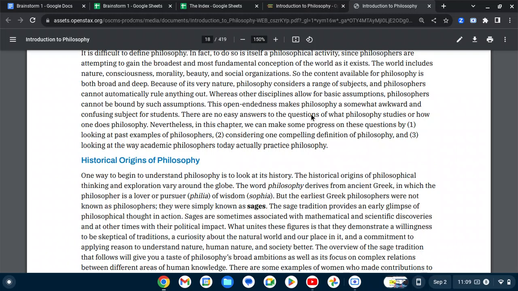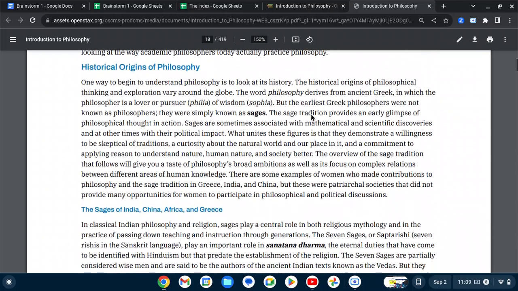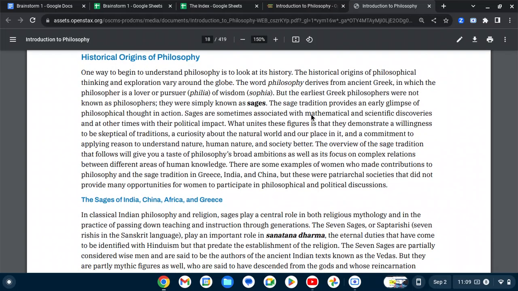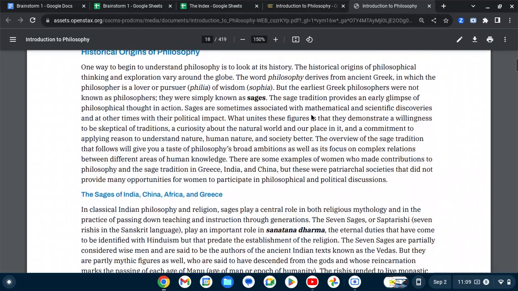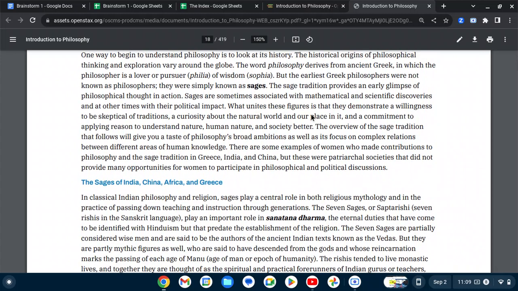There are no easy answers to the questions of what philosophy studies or how one does philosophy. Nevertheless, in this chapter, we can make some progress on these questions by looking at past examples of philosophers, considering one compelling definition of philosophy, and looking at the way academic philosophers today actually practice philosophy. Historical origins of philosophy. One way to begin to understand philosophy is to look at its history.